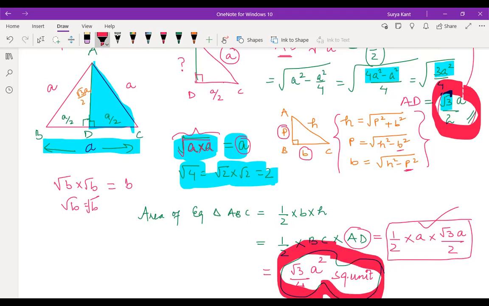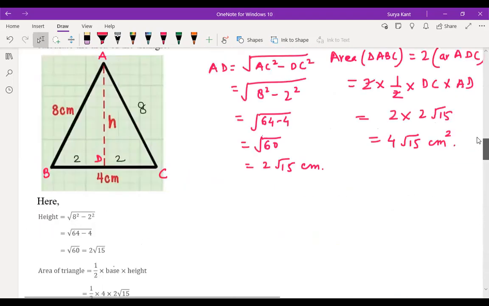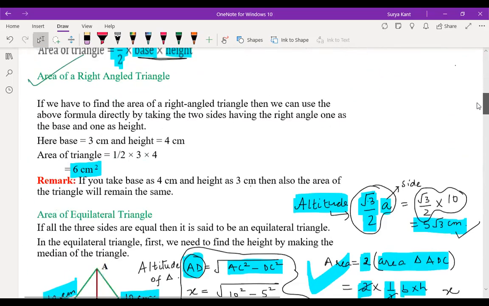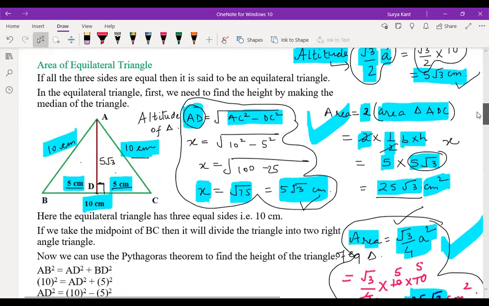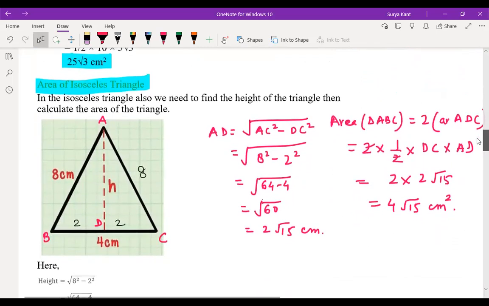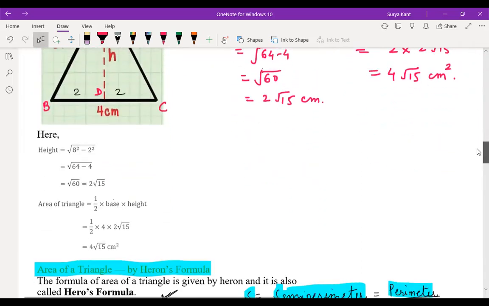Okay. So now we have read the area of a right angle triangle and the area of an equilateral triangle, right? See, the area of an isosceles triangle we can find the same way, because this also divides into two parts. So this you can do, children. You can do this area also, right? Yes, sir.